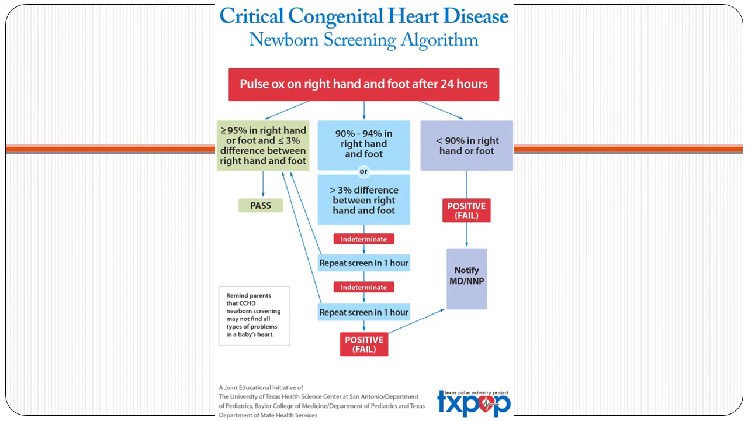So here's a little screening algorithm. They place the pulse ox on the right hand and foot after 24 hours of age, and this shows you what the pass criteria is and the fail criteria. So if it's indeterminate, they repeat the screen. If it's still indeterminate, they repeat the screen, and then if it's positive, it's a fail. So this just kind of gives you a little overview of the algorithm that's used.